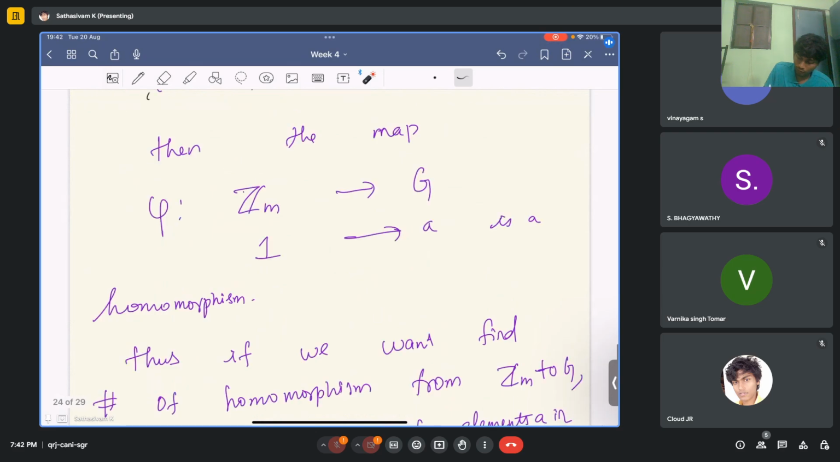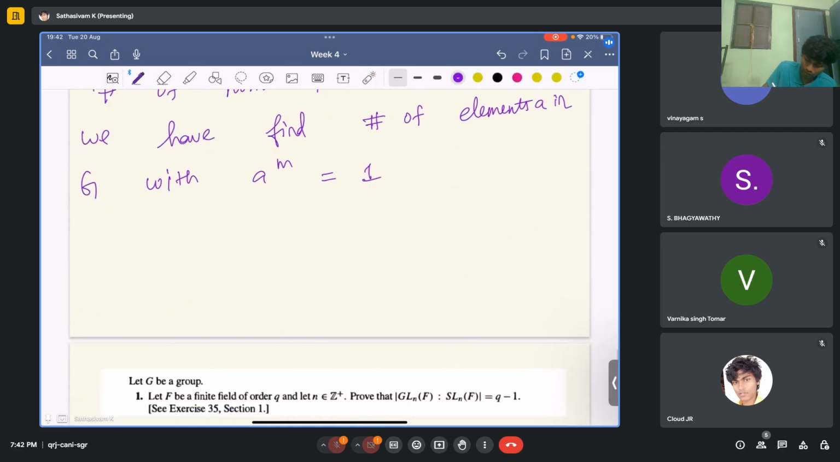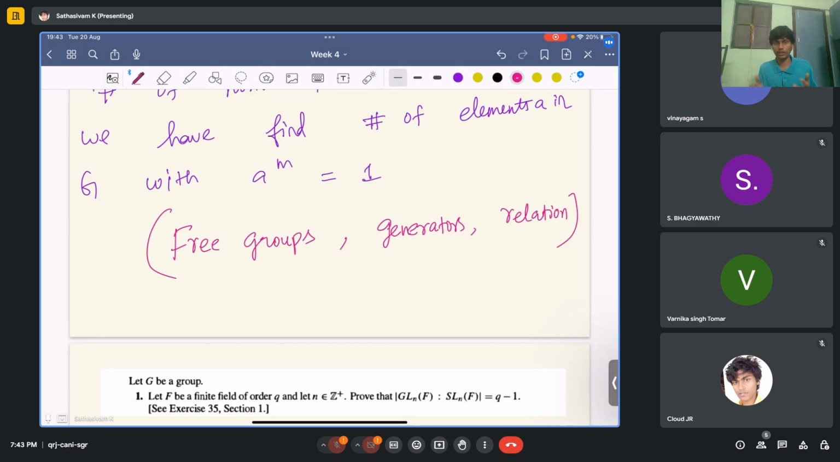That comes when you study something called a free group, and you can find those things in these particular modules. I'm not sure if you are going to do that in our course. I want to remark on it just in case you're interested, you can study it. So you look for free groups, generators, and relations. These are the keywords that you can use to find the theorems.